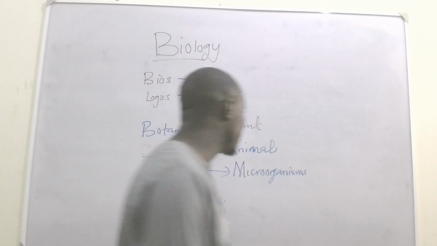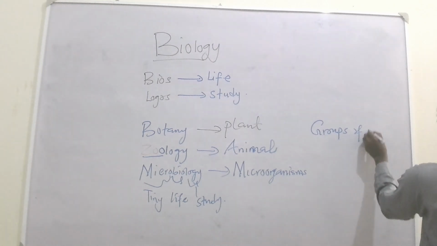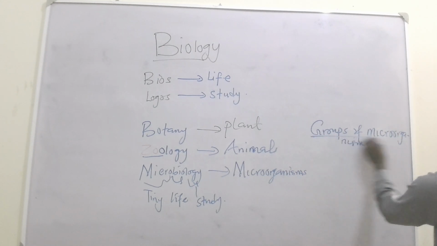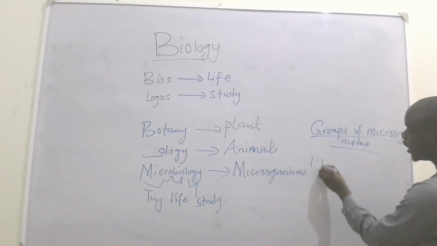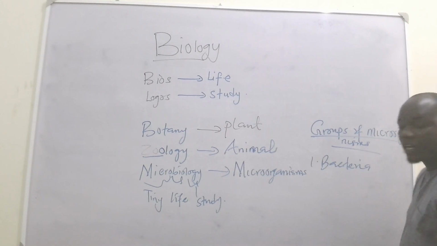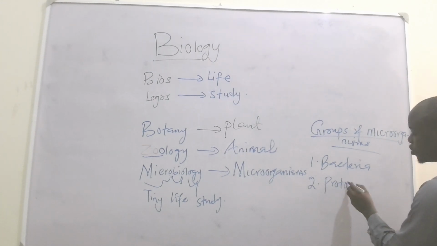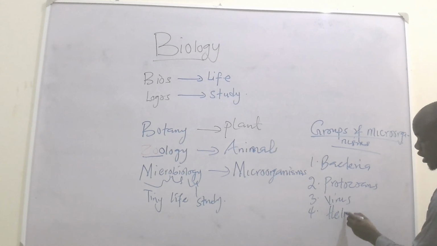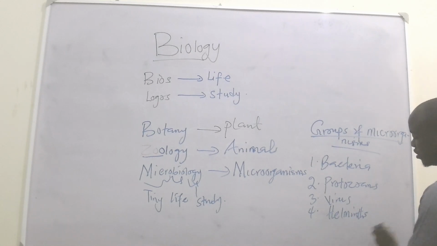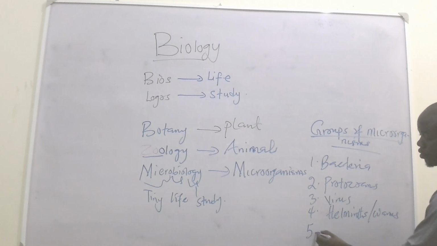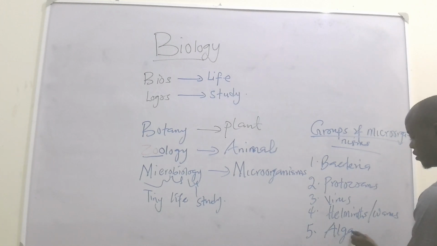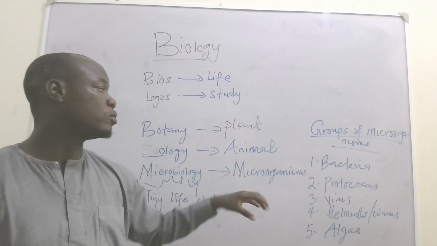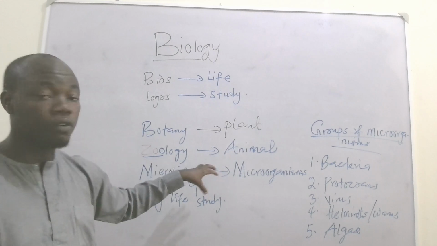For example, we have groups of microorganisms. These groups include, number one, bacteria. Number two, we have protozoans. Number three, we have virus. Number four, we have helminths, that is worms. And number five, we have algae. These are the groups of microorganisms that in many cases we cannot see with our naked eyes except when we use a microscope. And they all fall under microbiology.